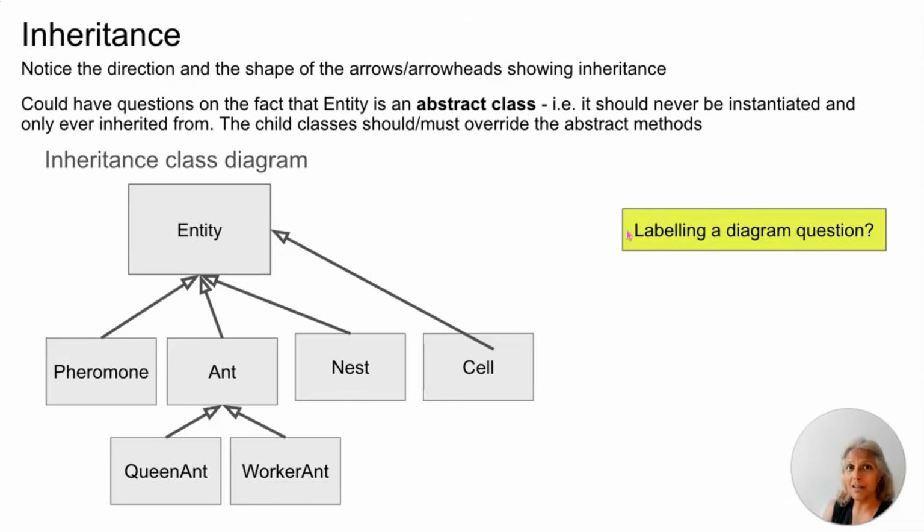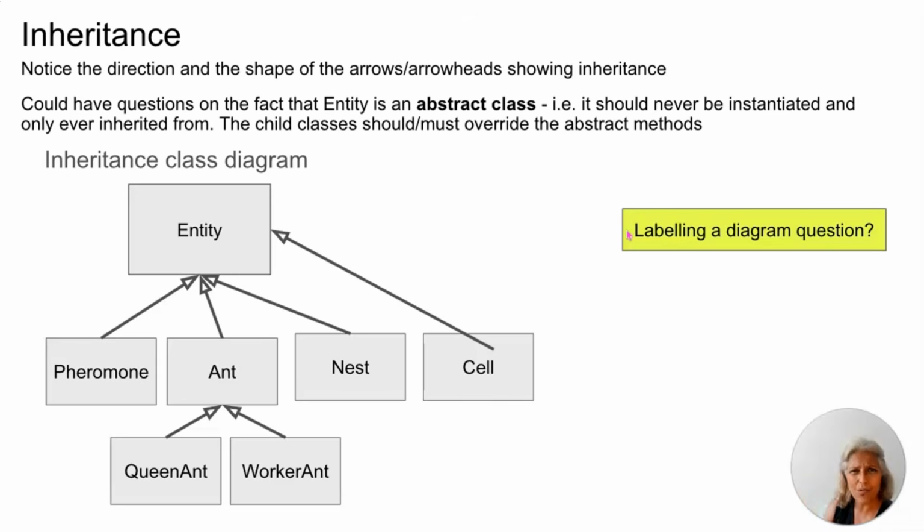Because there are lots of classes in this simulation, there's an entity class, which then has child classes of pheromone, ant, nest and cell, which inherit from it. And then underneath the ant class, you also have a queen and a worker. Okay, so there might well be a labelling a diagram question. That's what happened with the foxes and rabbits. So make sure you know what it looks like.